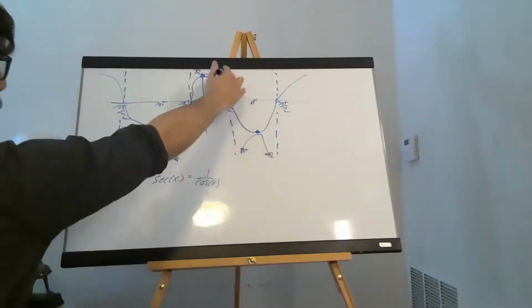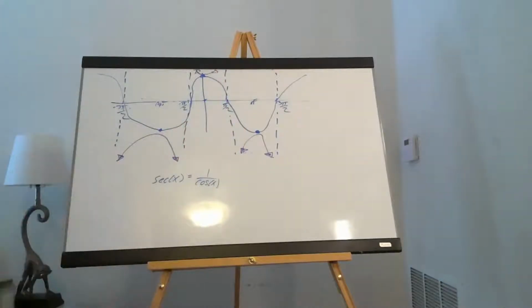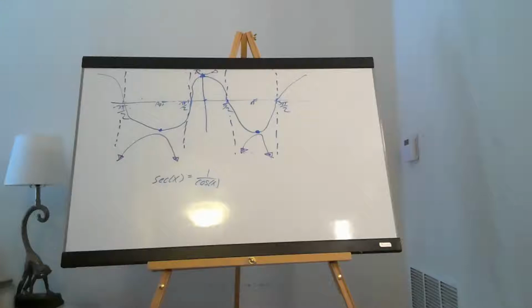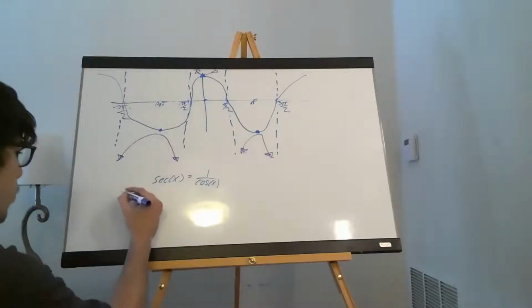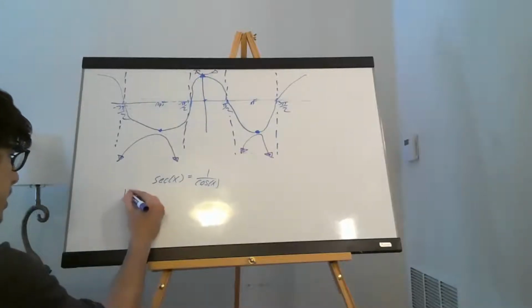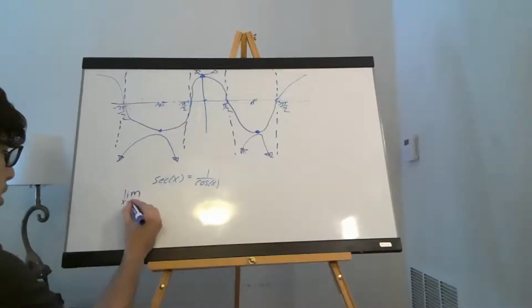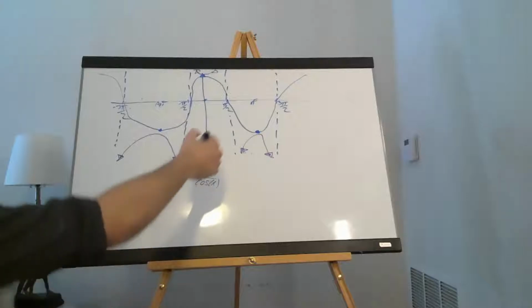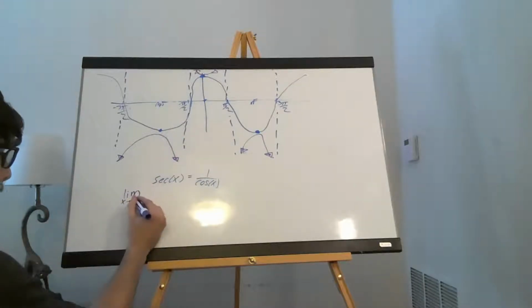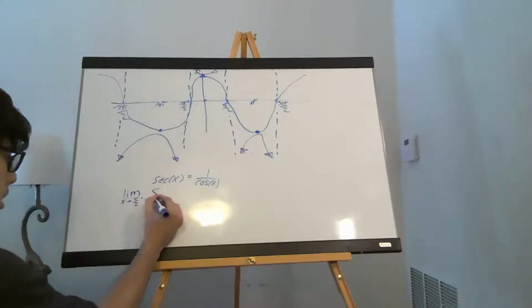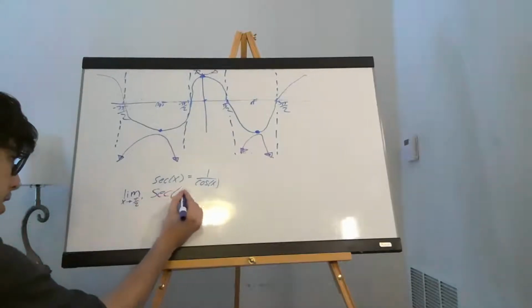And like I said before, these dotted lines are acting as asymptotes, which means that our y value will never cross them. So now if I asked you for the limit as x approaches pi over 2 from the right for the function secant of x.